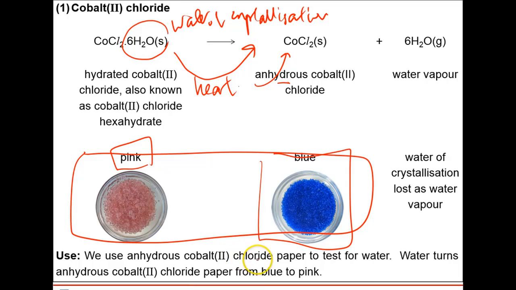Cobalt(II) chloride, the anhydrous version, is also used to test for water, because its original color is blue. When you add water, it becomes pink. Some papers are impregnated with anhydrous cobalt(II) chloride, and when they are exposed to water, the paper turns from blue to pink. So this tells us that the liquid contains water, or the liquid is water. This is a common test which you will use in your QA sessions.